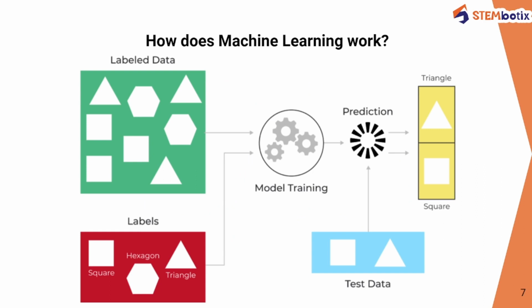Now let us see how machine learning works. Initially, we have labeled data, meaning labels. In it we have squares, hexagons, and triangles. After that, there is the function of model training. After training the model, it will predict, and in the end it will give the result.